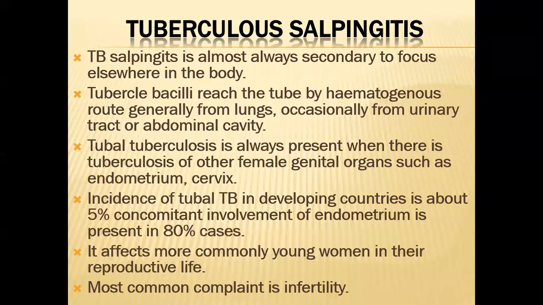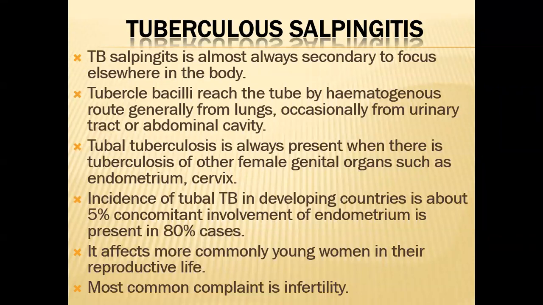As you know, tuberculosis is a common disease in our area. So the chances of tuberculous salpingitis are more in our areas compared to developed areas. Tuberculous salpingitis is almost always secondary to a focus as well. TB salpingitis is never primary. Most of the time it is secondary to tuberculosis present in another part of the body.